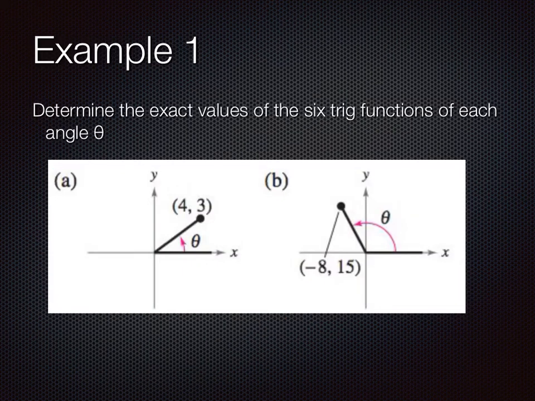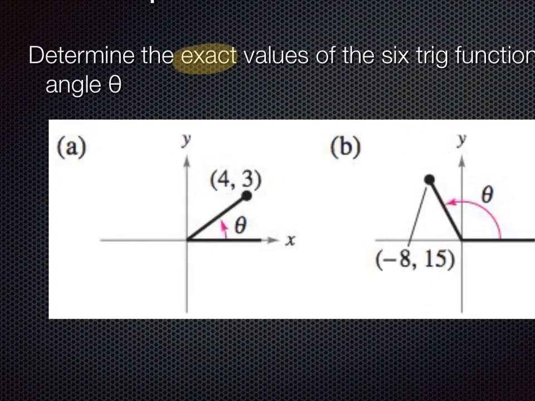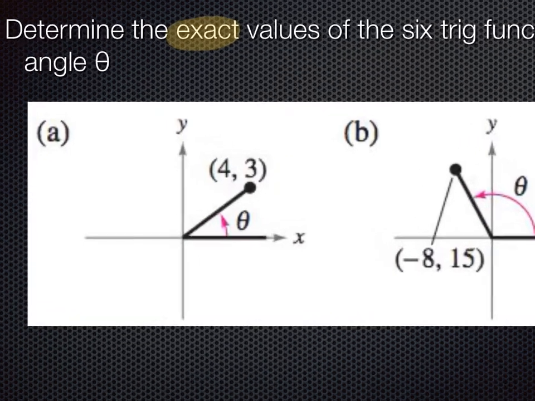All right, example 1 says determine the exact values of the 6 trig functions of each angle theta. So what exact means is we're not rounding these. We're going to leave these as reduced fractions. If we can reduce them, obviously we reduce them. And if we can't, we leave them just as an original fraction.